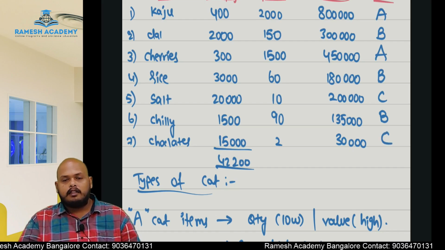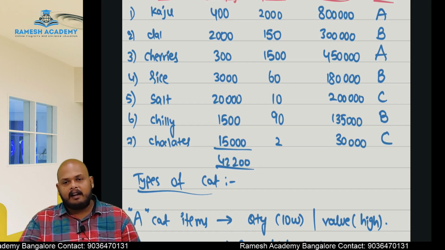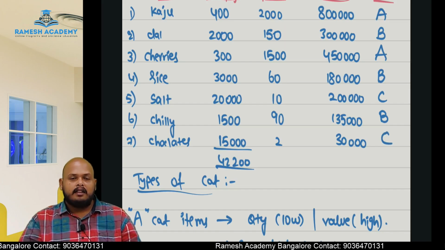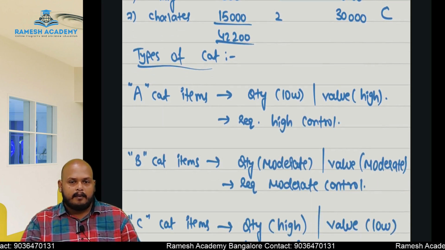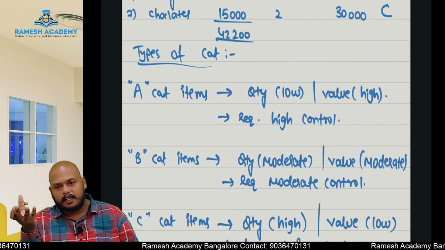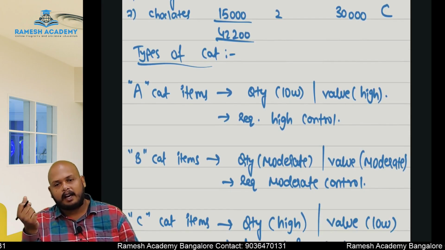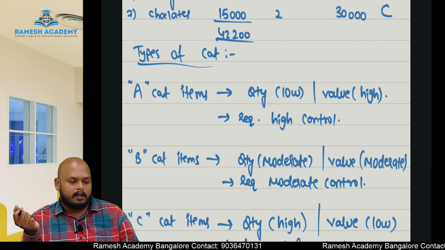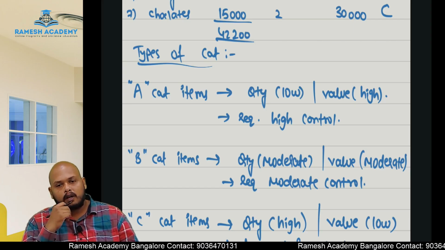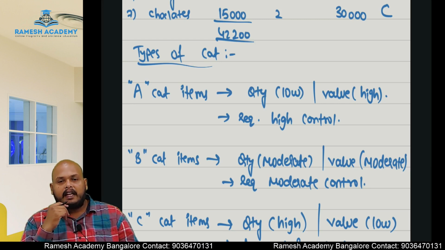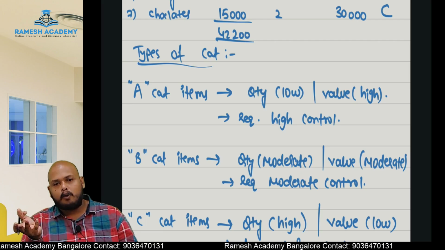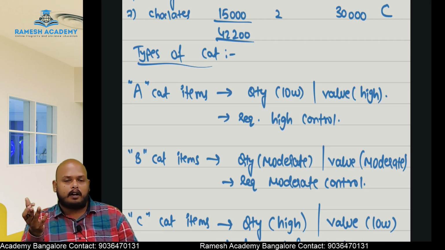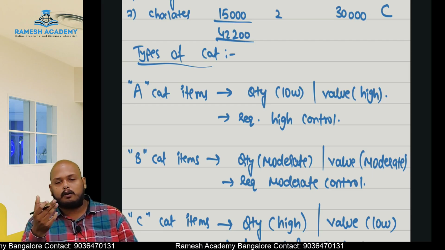Okay, now this is how we should identify A category, B category, C category. This analysis we call ABC analysis. ABC means A category, where the quantity will be low but the value will be high, requires high control. Generally these kinds of items require high control. B category items: quantity will be moderate and the value also will be moderate, so it requires moderate control, meaning strict control will not be there.